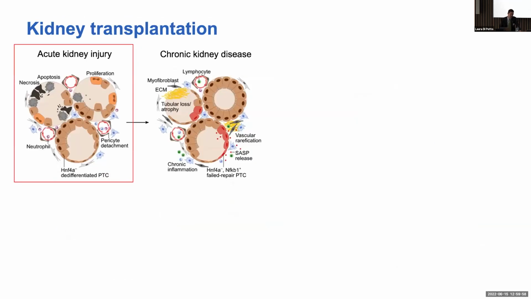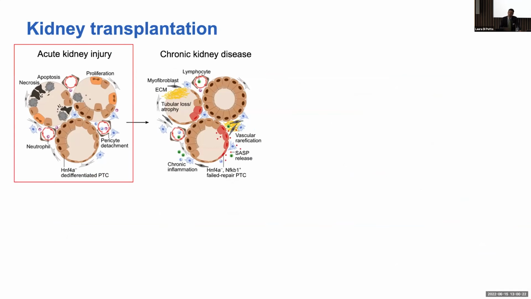What we are more interested in is a kind of predictive tool. So the question is, can we identify cell types occurring in the early phase after injury, which are predictive of their transition to chronic kidney disease? This could be important as a prognostic tool, but also because this might be a good population to be targeted from a therapeutic perspective.